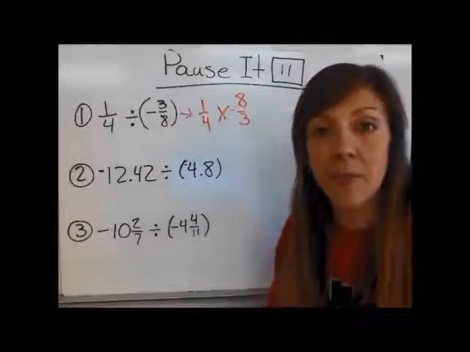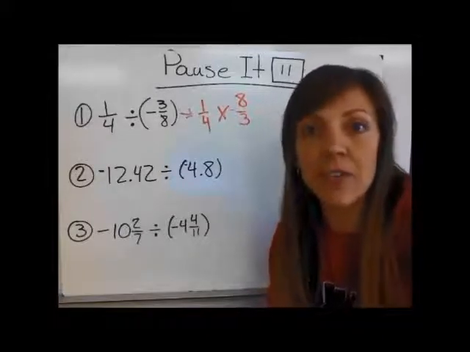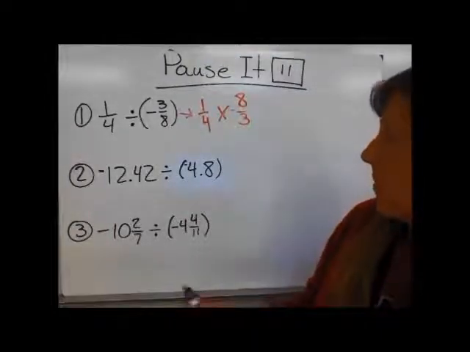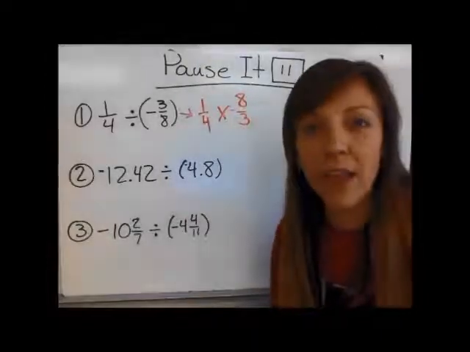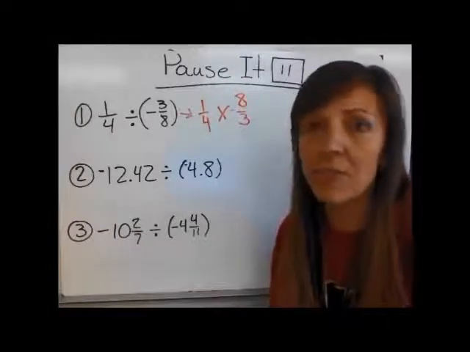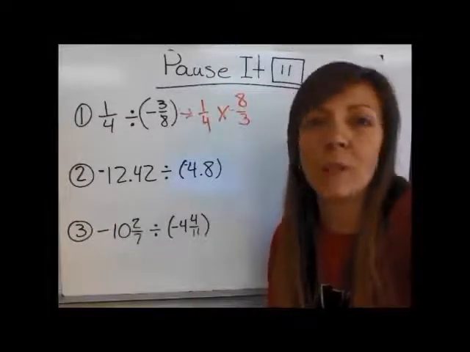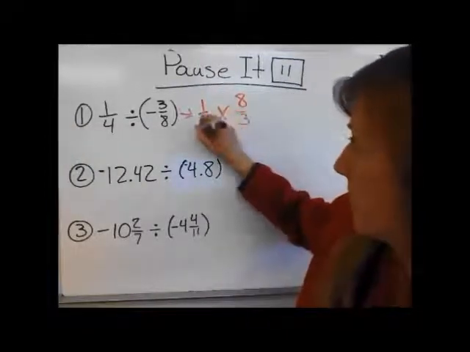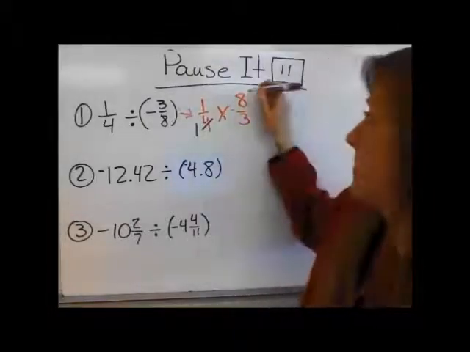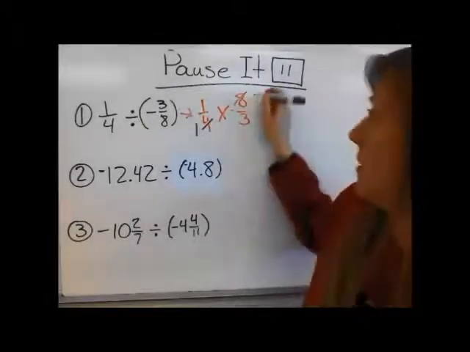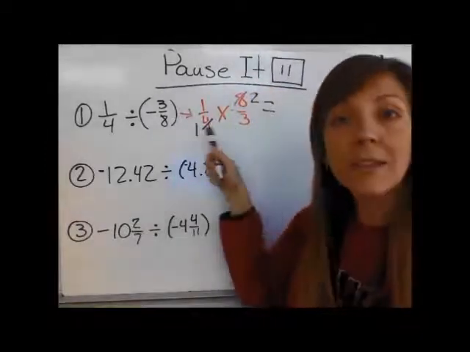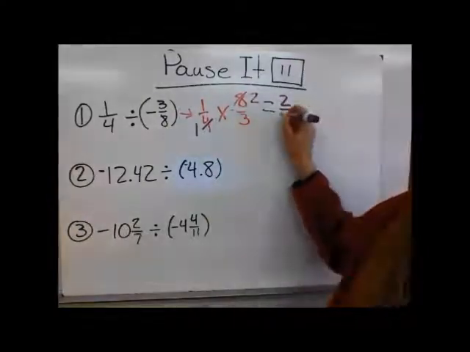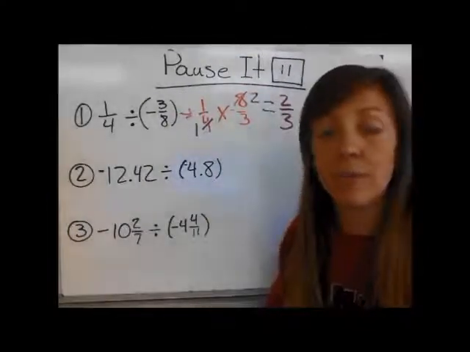And then we can top and bottom simplify. Are there any top numbers that are common with the bottom numbers? Well, I know 4 and 8 have a common factor. 2 goes into both of them. 4 goes into both of them. 4 is a larger number, and that's going to reduce my answer more. So let's go with 4. 4 goes into 4 once. 4 goes into 8 twice. 1 times 2 is 2. 1 times 3 is 3. And 2/3 is my answer.